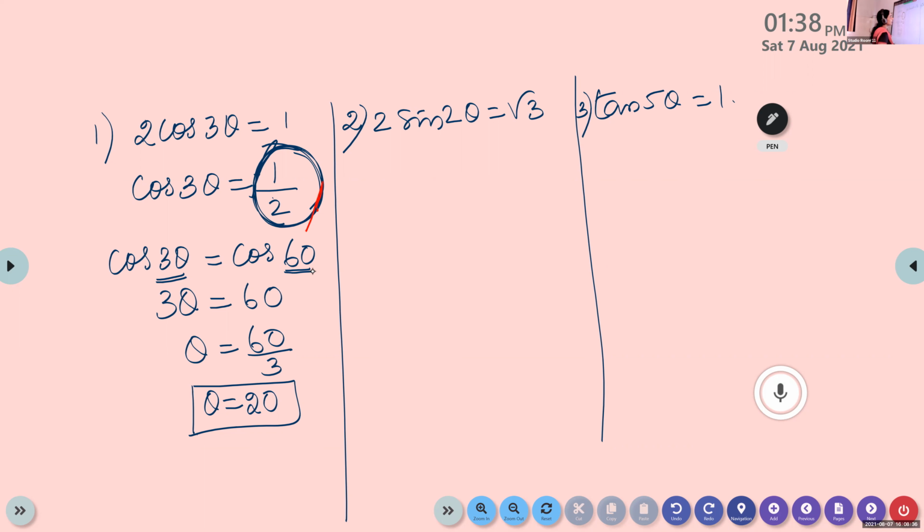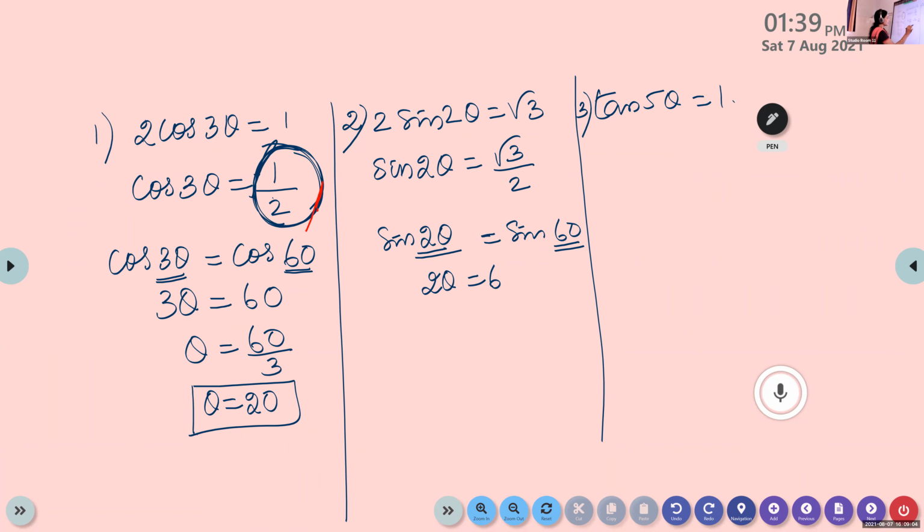Sin 2 theta is root 3. That means? First we take 2 to the other side. Okay, your final answer is correct. So it is root 3 by 2. So sin 60 is sin 2 theta. Now compare it. 2 theta is equal to 60. Therefore theta is 60 by 2, which is 30 degree.